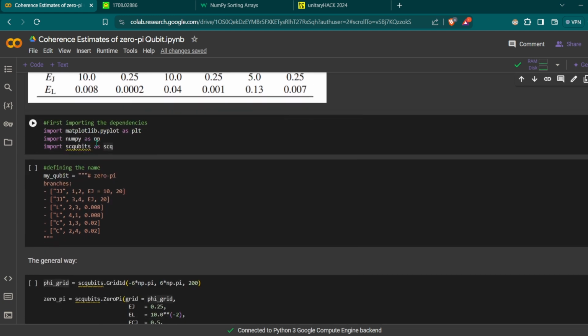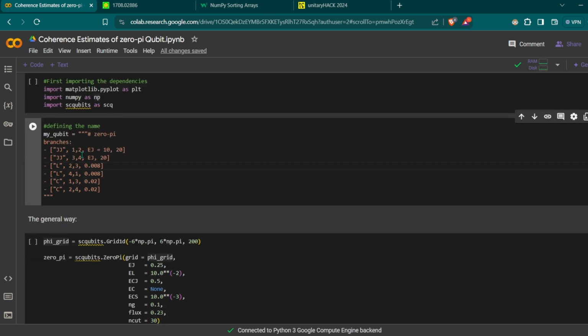Now we're going to import the necessary libraries which we need to simulate the qubits. These are the necessary libraries, and using the custom circuit method, which is newly introduced in scQubits, we can define the qubit, particularly this 0-pi qubit, as such.